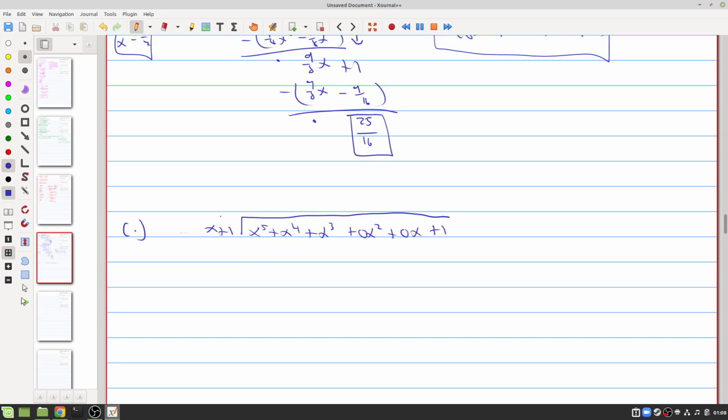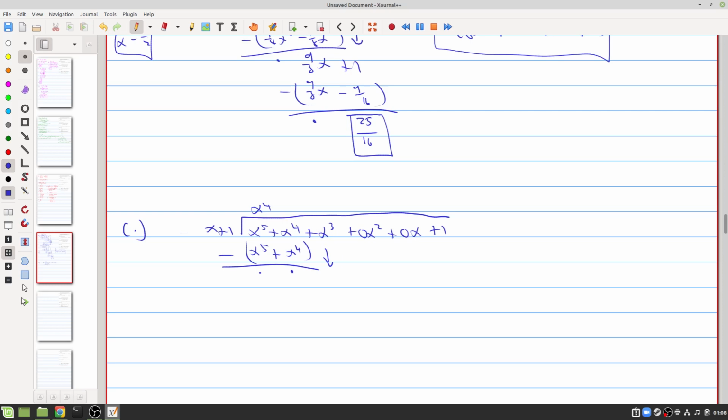Okay, so x to the power 5 divided by x to the power 4. Multiply x to the power 4 by the whole thing in front, that gives you x to the power 5 plus x to the power 4. Okay, subtract that. So we get nothing, and then x to the power 4 minus x to the power 4 is nothing. That's 0. Okay, bring down the next value.